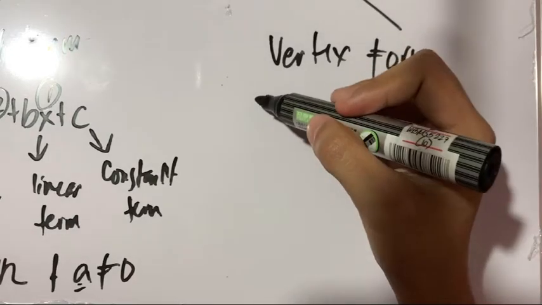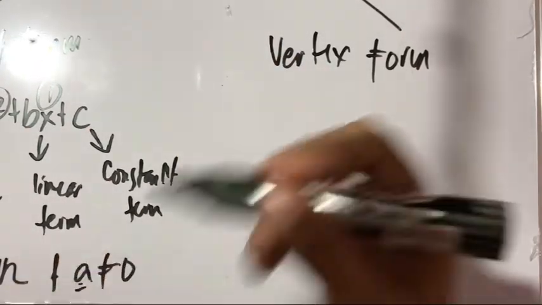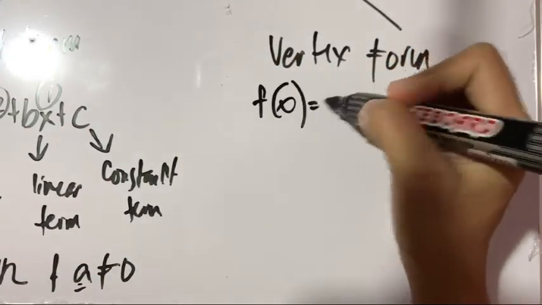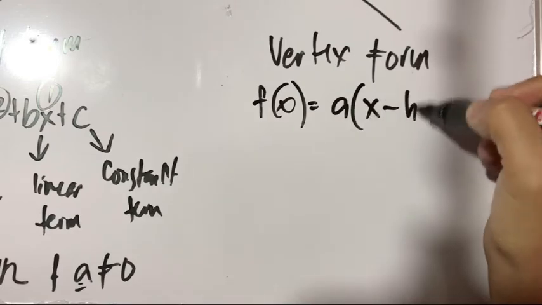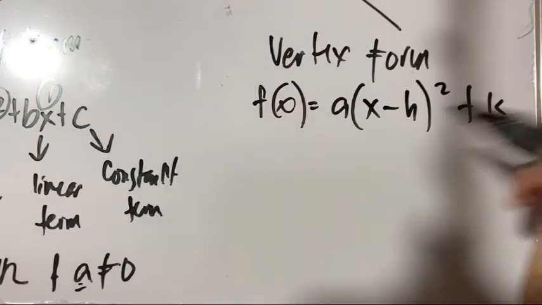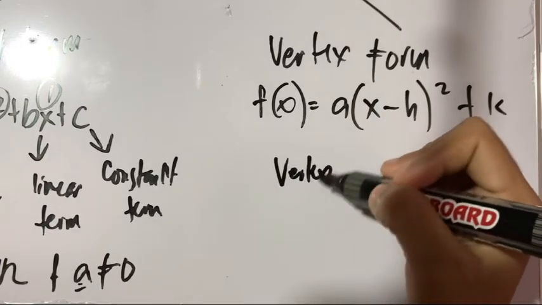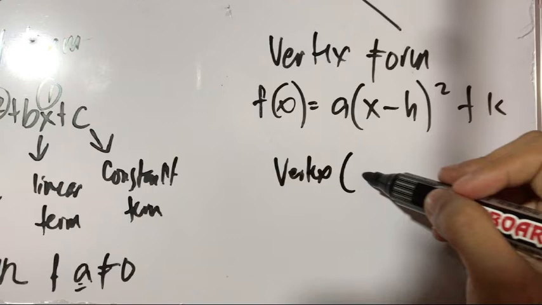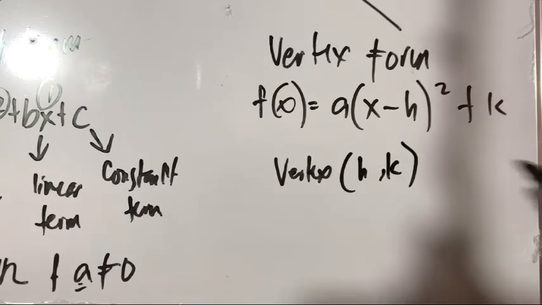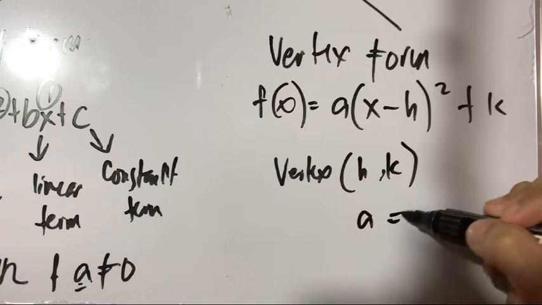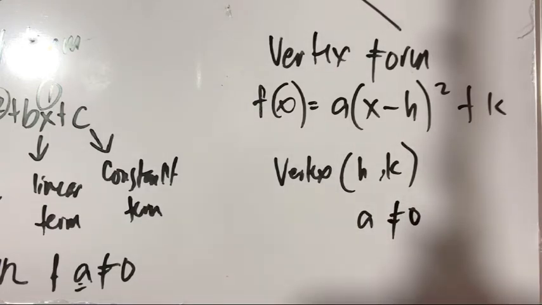So, proceed kita sa vertex form. Now, the vertex form is written of the form f of x is equal to a times x minus h squared plus k. So, in here, the vertex is the point h, k, and a also should not be equal to 0. Okay? How do we convert a standard form into a vertex form, or vice versa?